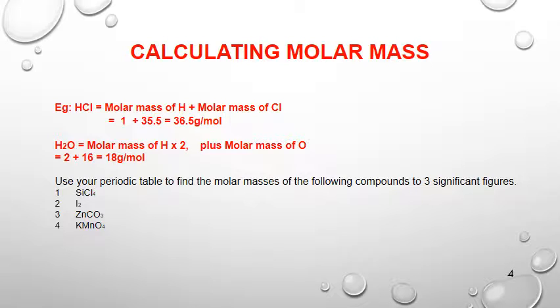Second example, water. So again, it's the sum of all the atomic masses, so it's going to be 2 times 1, which is the atomic mass of hydrogen, plus the molar mass of oxygen, which is 16. 2 plus 16 gives 18 grams per mole. So use your periodic table to find the molar mass of the following compounds listed 1 to 4, to 3 significant figures, and we'll go through it again in class.